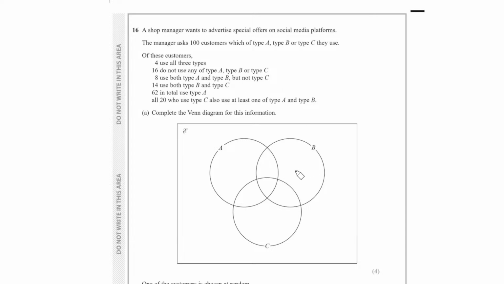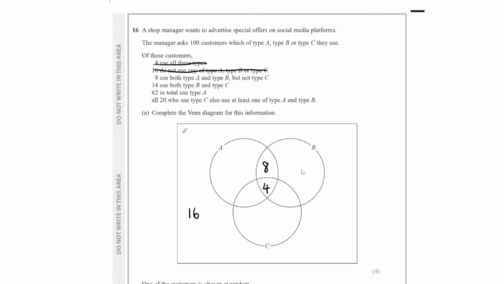So 4, use all 3 types. Now we can always put that straight in the middle. That one's fine to just put straight away. 16, do not use any of type A, type B, or type C. So that's obviously on the outside, isn't it? That can also go straight in. Then it says 8, use both type A and type B, but specifically not type C. So that tells me that this top bit here is 8, because it doesn't include C, which is the middle part. So that's 8. So this is a bit where you have to start being a bit careful.